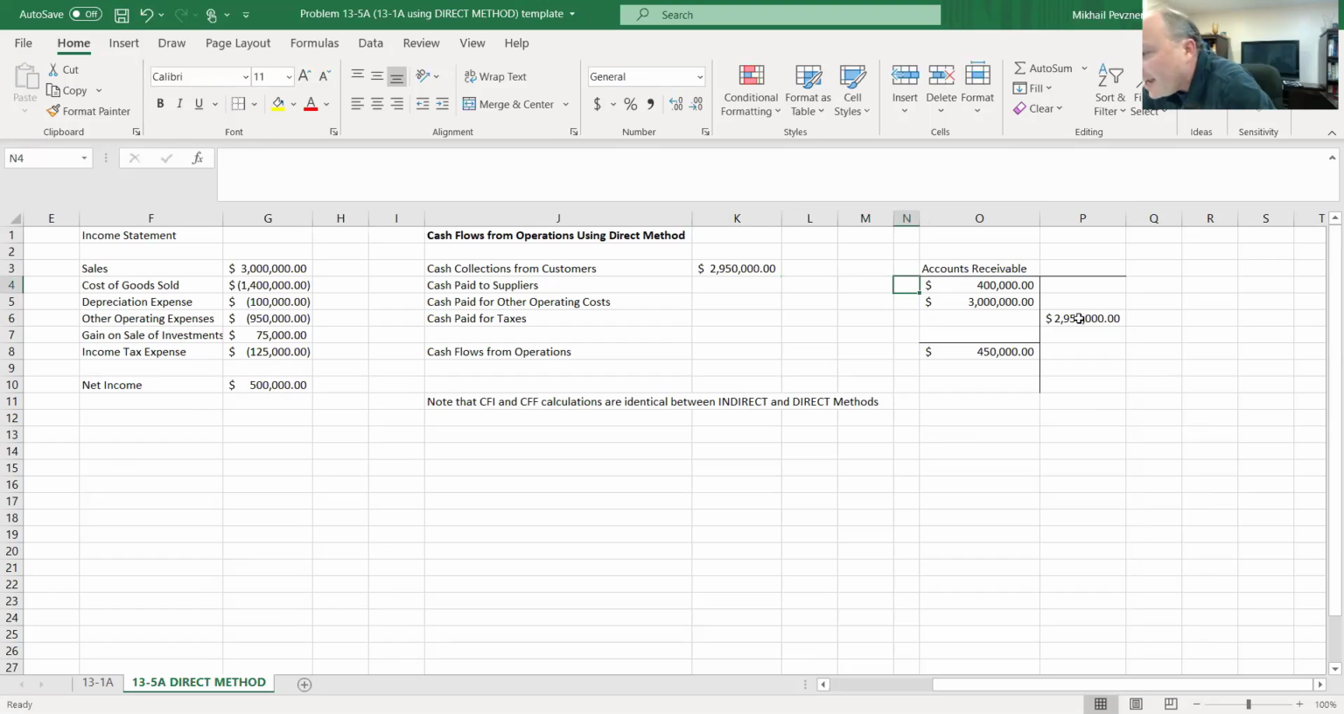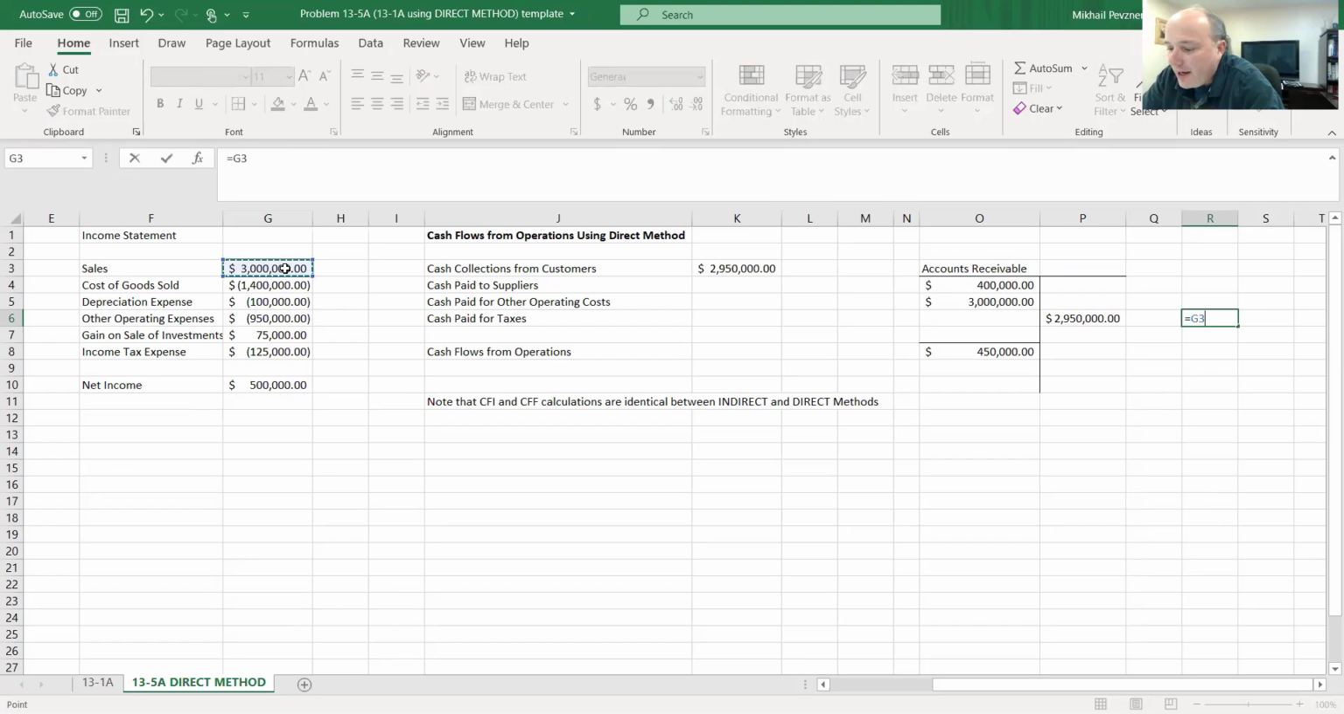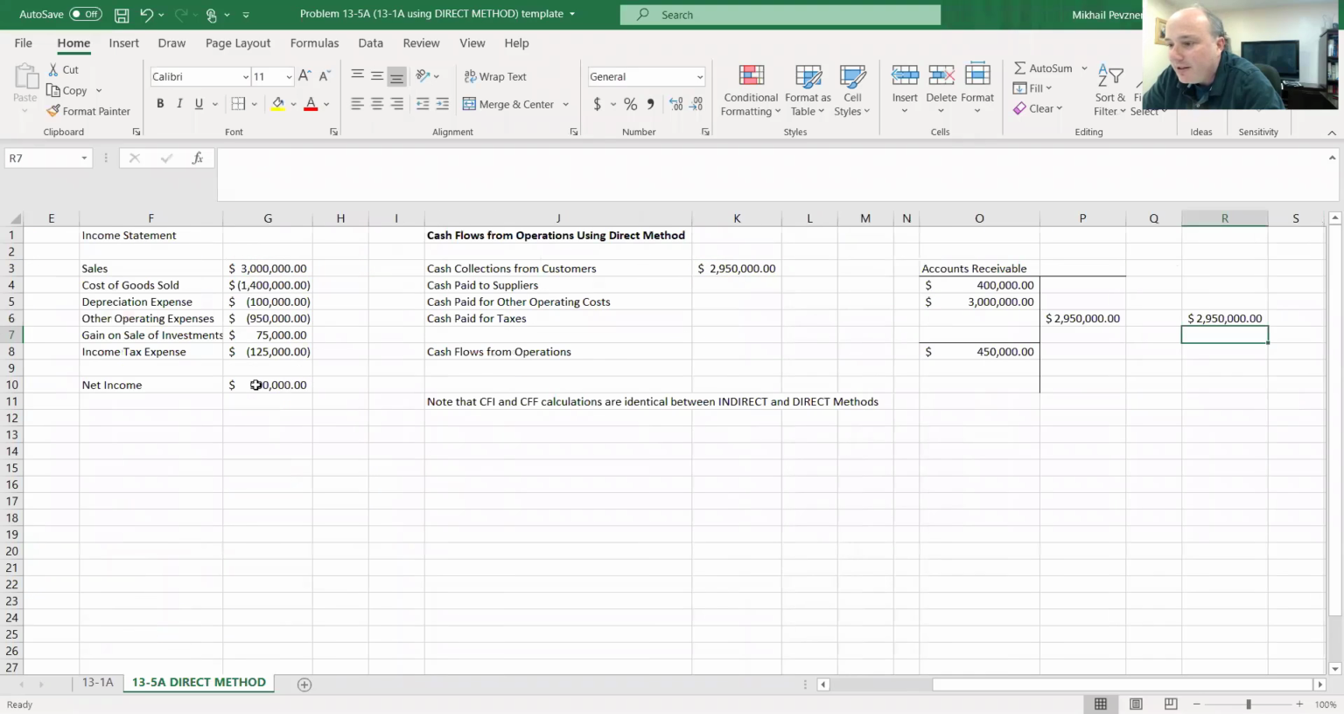Now, note what that 2,950,000 is equal to. I could have gotten it another way. I could have simply taken 3 million and subtracted the $50,000 increase in accounts receivable. Note that in the indirect statement of cash flows, we in fact subtracted the increase in accounts receivable when we calculated CFO. That's wise, because if accounts receivable goes up over time, it reduces the amount of cash collected, and you can see that happening very vividly here.